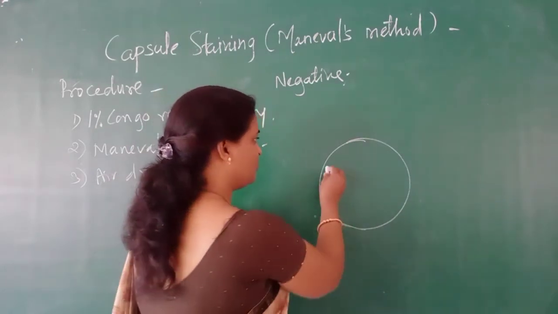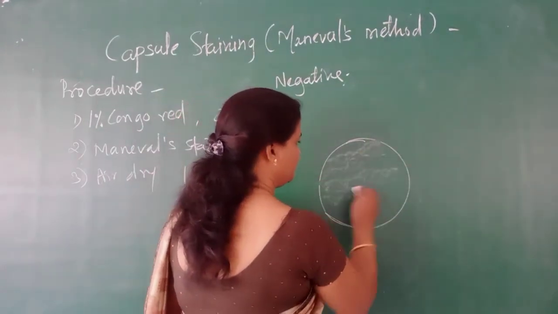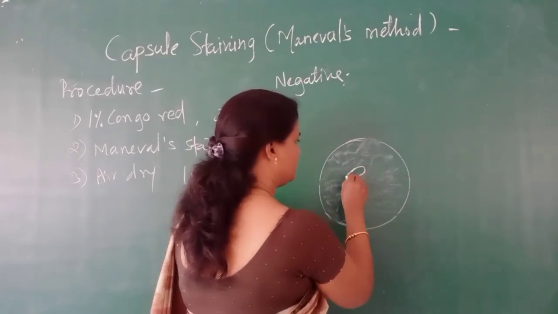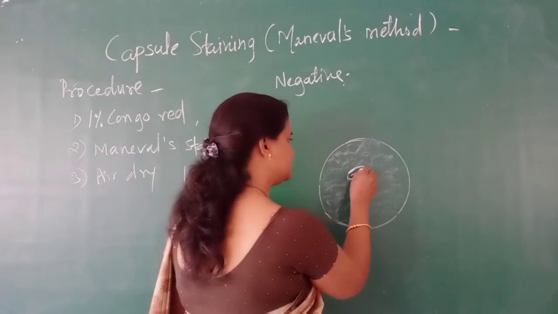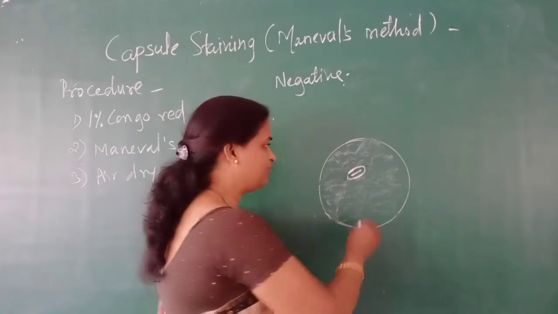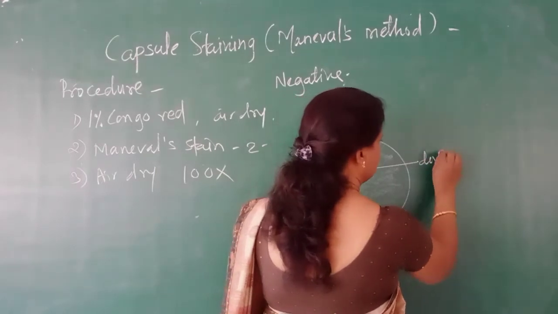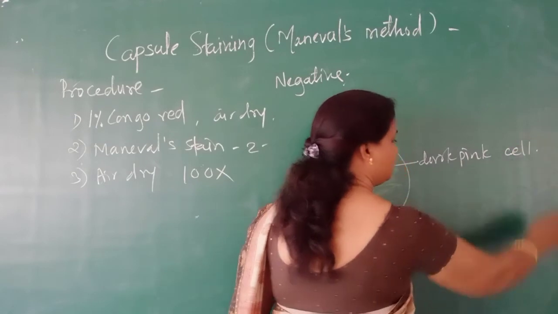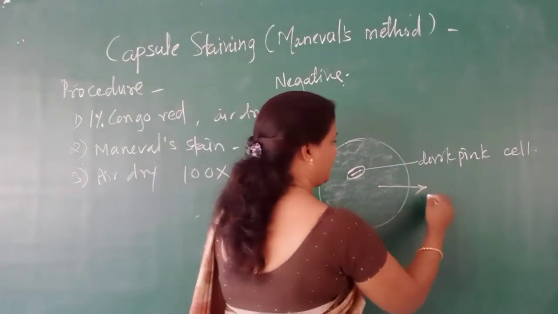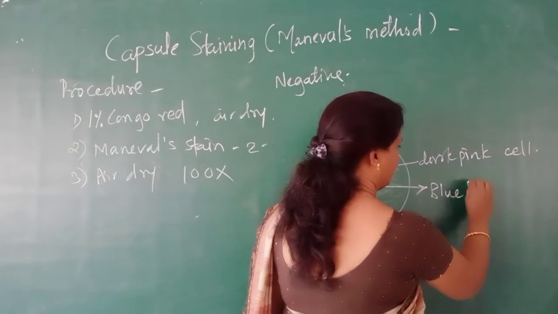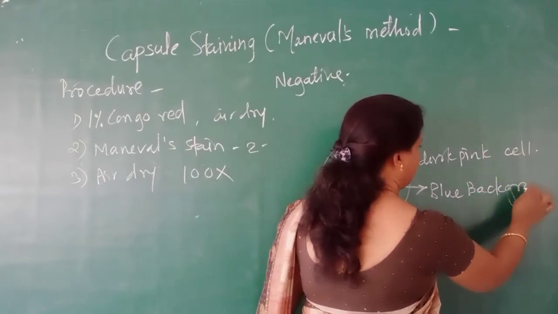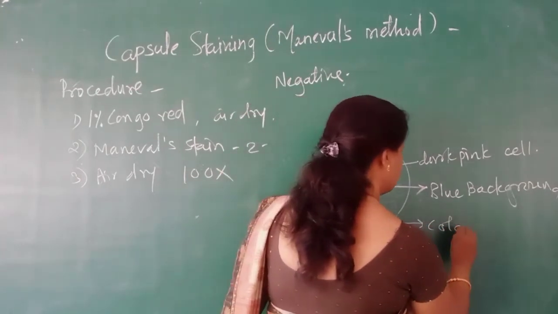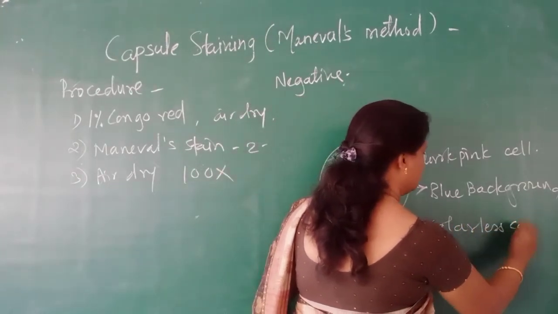The capsules will be observed against a blue background. You will get a dark blue background. In that dark blue background, you will get the colorless capsule, and the inner cell will be dark pink in color. So you will get a dark pink vegetative cell, and the background will be blue, and you will get the colorless capsule. That is your observation: colorless capsule.